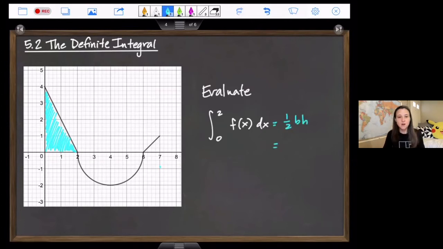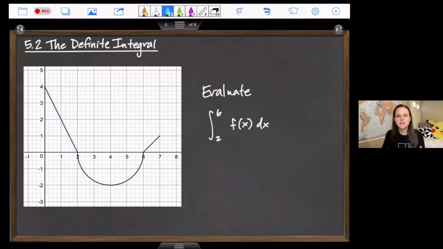The base of that triangle is those 2 x tick marks. So I have 1/2 times 2. The height of that triangle is those 4 y tick marks. So times 4. The 1/2 and the 2 cancel out, so this is just equal to 4. So this is what we're going to do for the rest of the video, just focus on the area meaning of that definite integral.